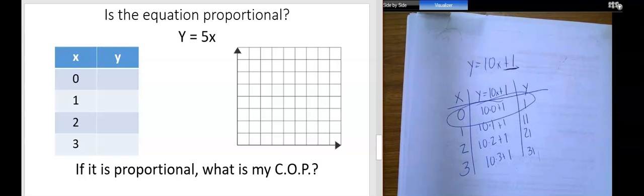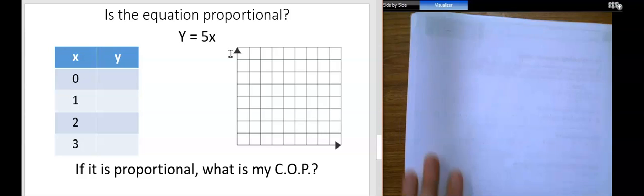Okay. Is equation 5x proportional? Yes, because there's just a y equals rate x. If it's y equals rate x, it is proportional. We can fill in that table.